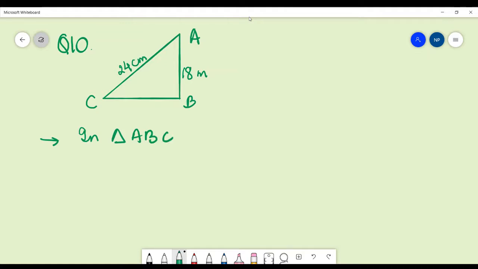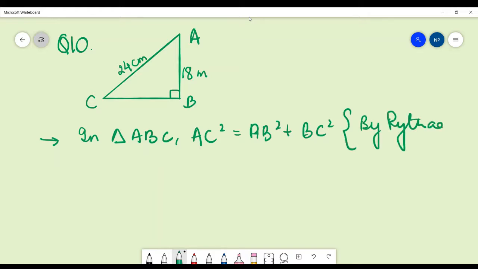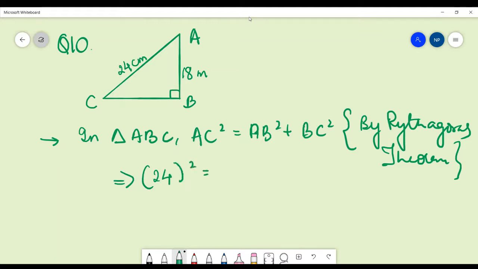Now, since this is a vertical pole, which is the base, it will form the angle of 90 degree. So we will write in triangle ABC, AC square is equals to AB square plus BC square by Pythagoras theorem. From here, what do we get, children? AC is known to be 24. AC is 24 whole square is equals to AB is 18 square plus BC square.